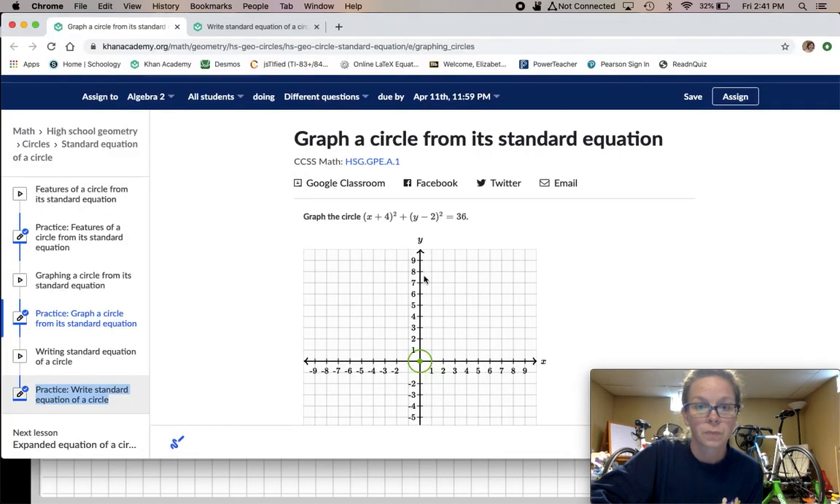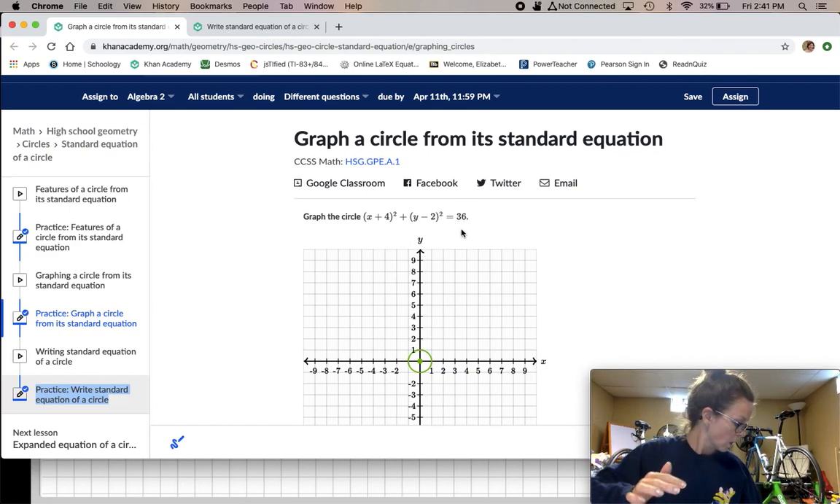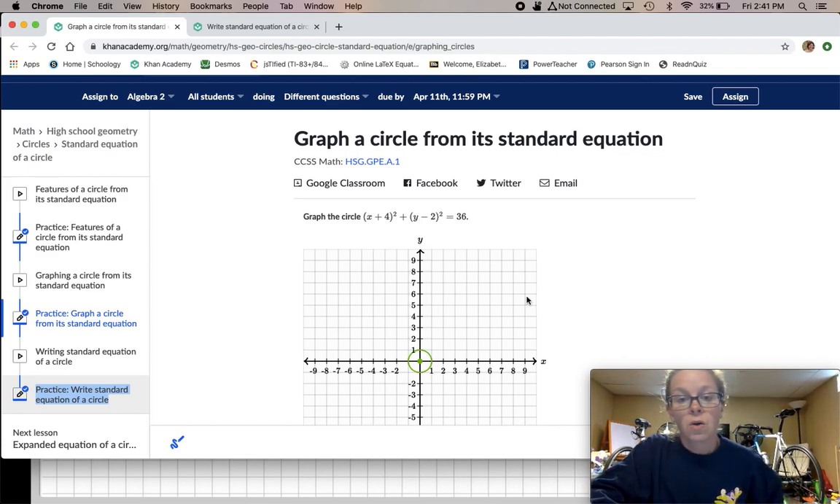Okay. All right. This is going to give us the x part of our center, and this is going to give us the y part of our center, and then this is going to give us our radius. So, yeah, well, let me write on that. Okay, so remember that it's going to end up being the opposite.